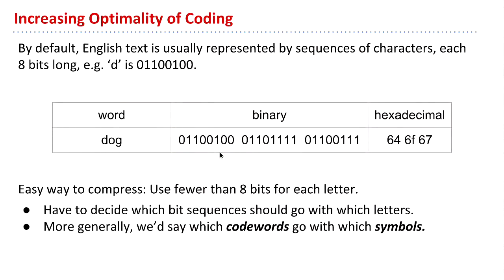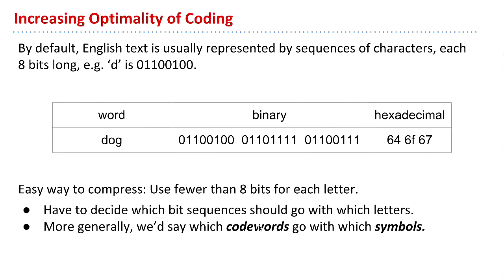And what we'll see is this technique generalizes beyond just alphabetical characters. But what we'll do here is say, we're going to use fewer than 8 bits for each letter. And that means we're going to have to decide, instead of using ASCII's rules, that D is this 8-bit sequence, we're going to pick some shorter sequences. So we're going to decide which bit sequences go with which letters. Instead of 01100100 going with D, we're going to pick our own.